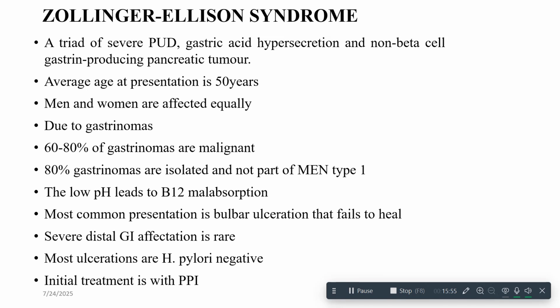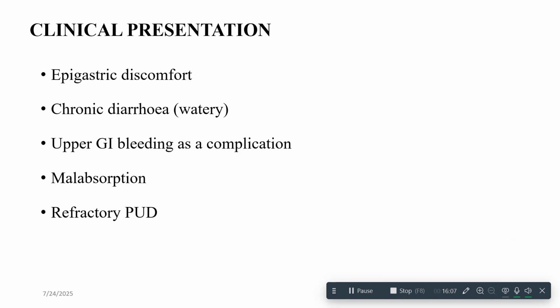Most ulcerations in Zollinger-Ellison syndrome are H. pylori negative. So when you do an H. pylori test for patients and it's negative, that does not rule out Zollinger-Ellison syndrome. Though the initial treatment is with PPI. The patient presents with epigastric pain, chronic diarrhea, which is watery, upper GI bleeding, which is a complication, malabsorption, and refractory peptic ulcer disease.